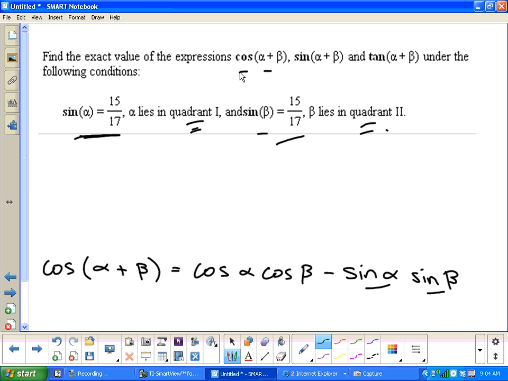Now, here's the thing. You have two angles. You have alpha in quadrant 1, and you have beta in quadrant 2. So it's not just a triangle. It's going to be two triangles. So I'm going to have an alpha triangle and a beta triangle. So it's in the alpha triangle. The angle alpha lies in quadrant 1. So let's draw a triangle in quadrant 1.